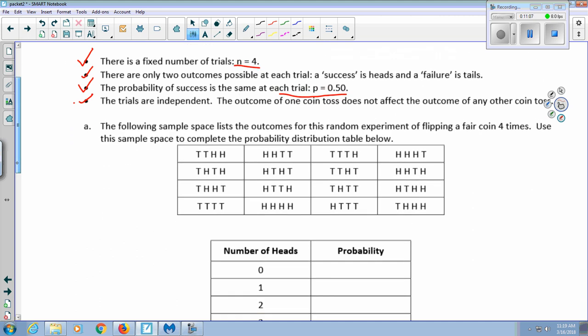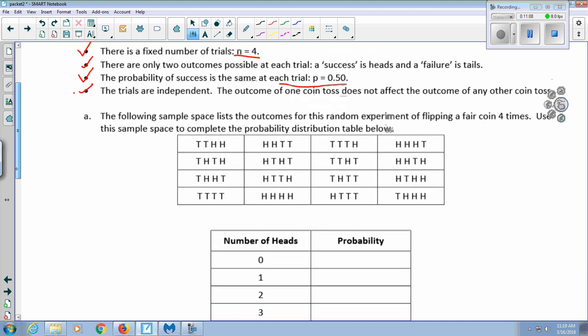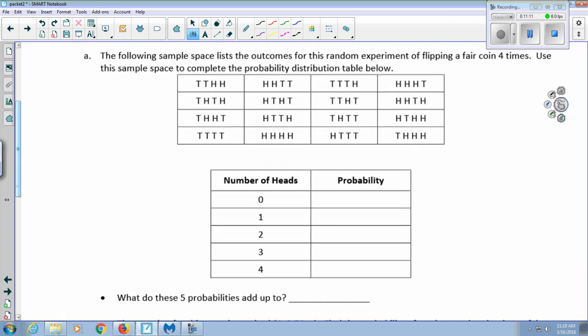So the first method that we're looking at is using a sample space to list all the possible outcomes. Now, this isn't going to be a great method when our sample space is too big, but it's good for us to get a feel for it. It's a good place to start. So this is our sample space here. All of our outcomes are written. You can see that there are 16 possible outcomes.